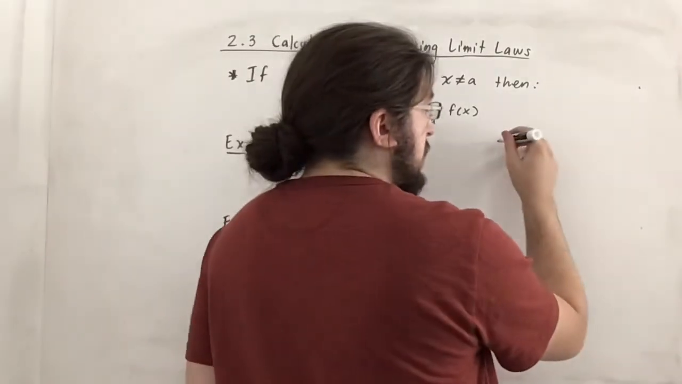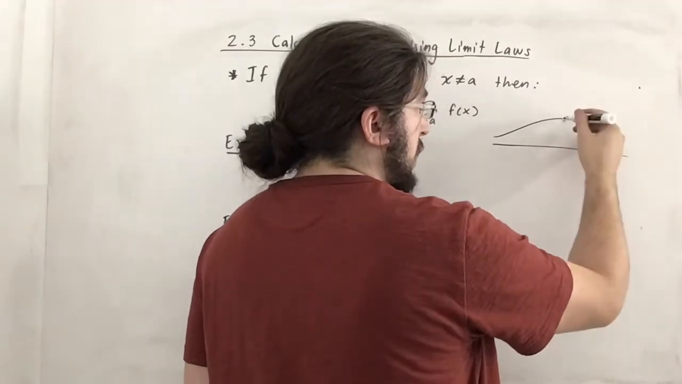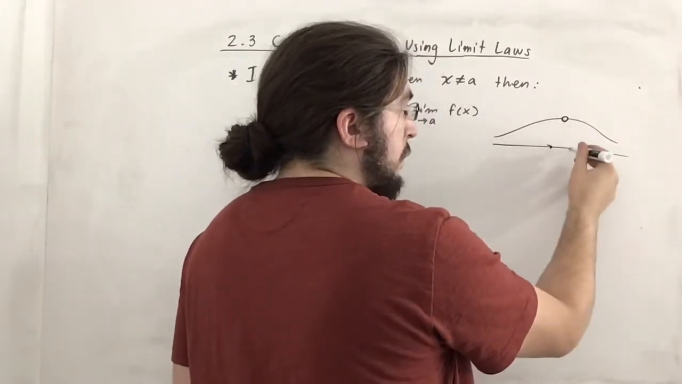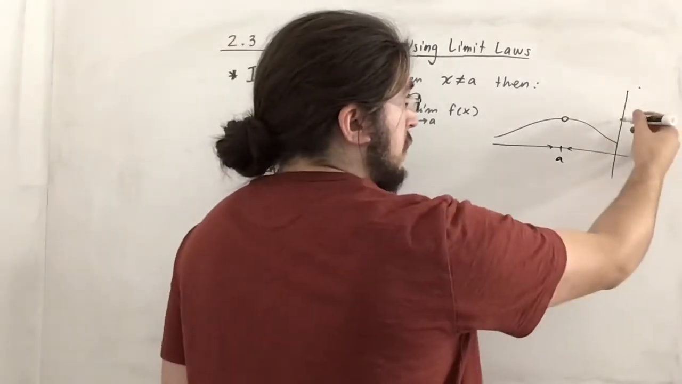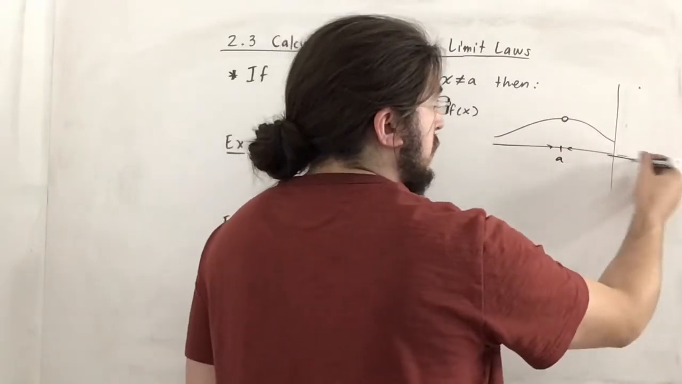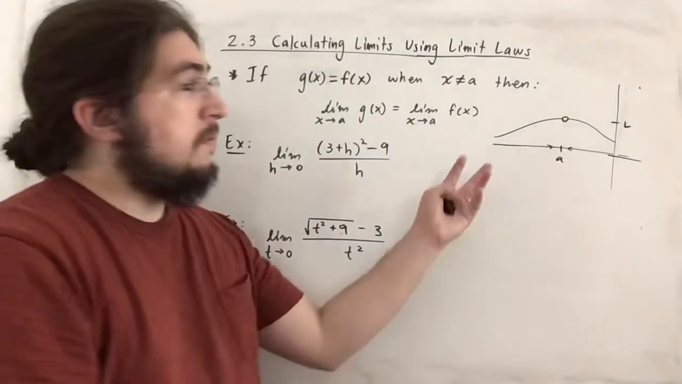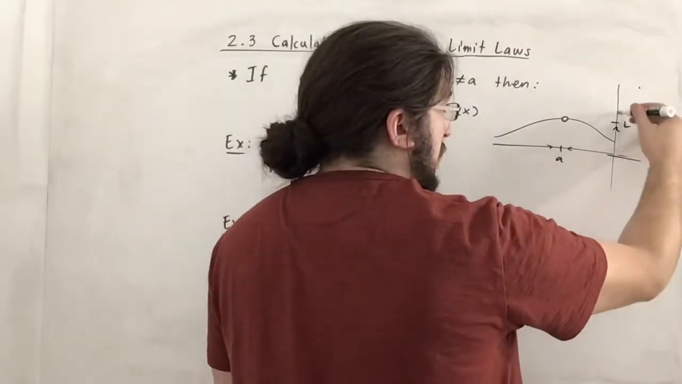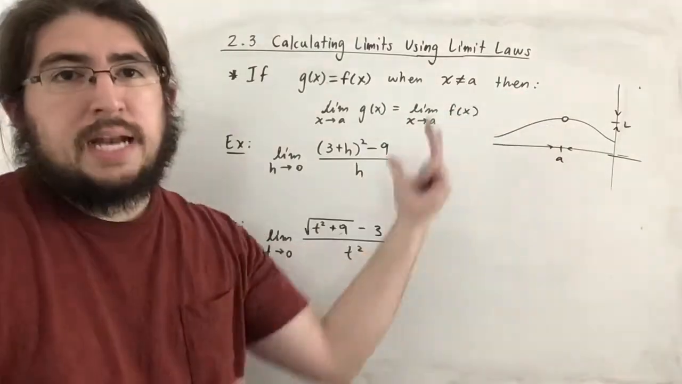We actually saw an example of this when we considered this function that looked something like this, where as we approached a, we got a certain y value. So let's call that y value L. So let me create a y-axis here. Looks okay, I guess. So notice as you approach a from the left or from the right of this function, we get L. Let's call this function f, for instance.